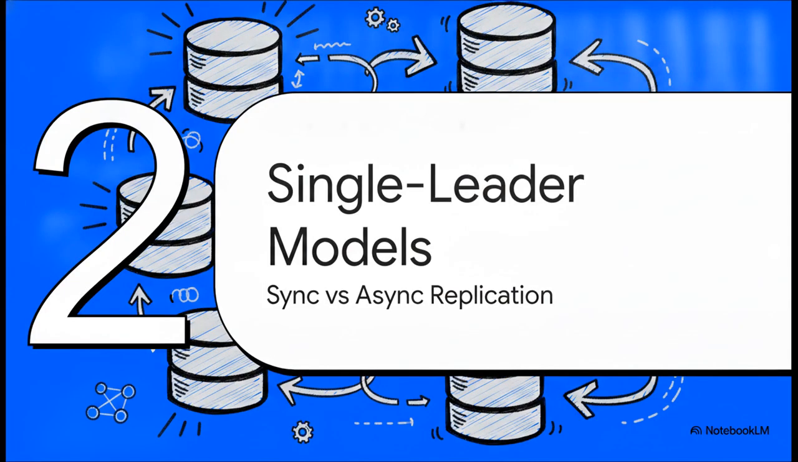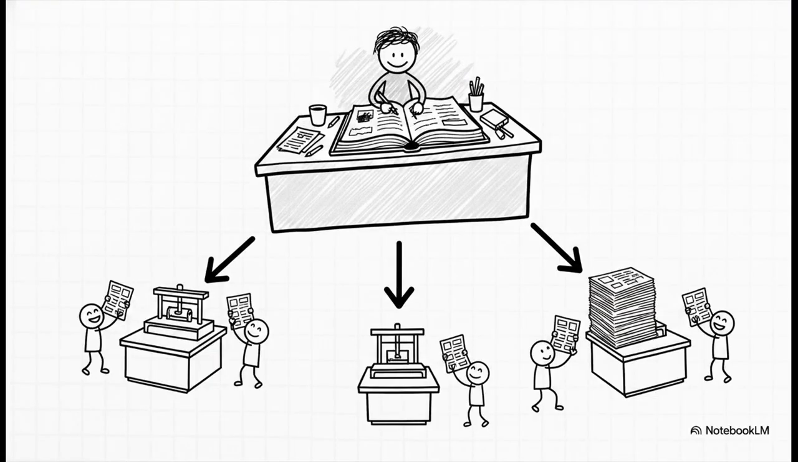Moving on to Section 2, Single Leader Models and the choice between synchronous and asynchronous. This is by far the most common architecture you'll see in the wild. The easiest way to understand single leader replication is to think of a major national newspaper. There is only one editorial team. That's our leader server. All the new articles, all the writes, go strictly to them.